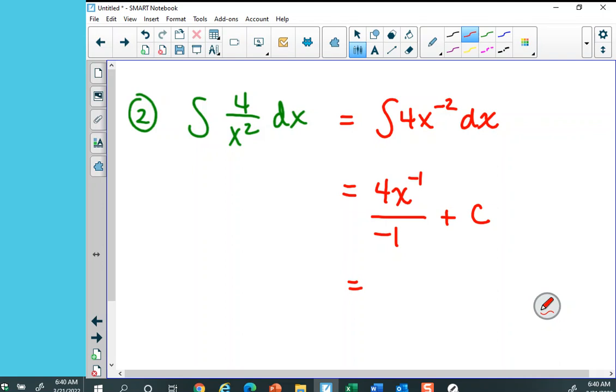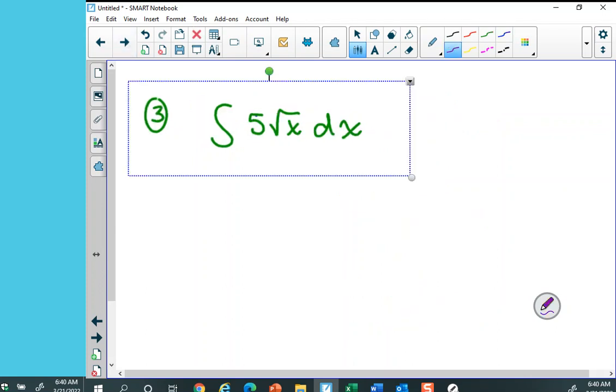Alternate answer, and this is where it gets a little tricky. The 4 would actually be up top because the negative 1 exponent is only on the x, it's not on the 4. So the 4 stays up in the numerator.